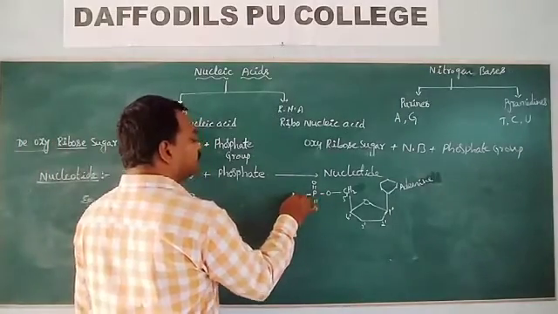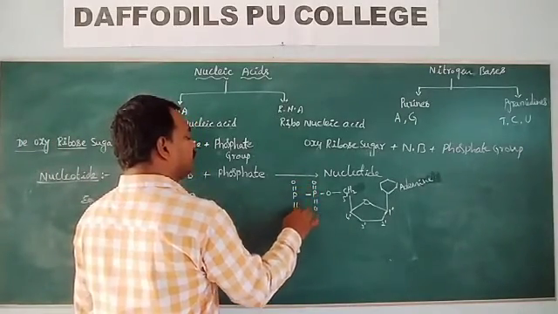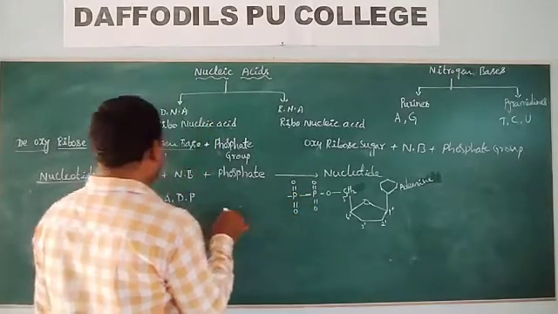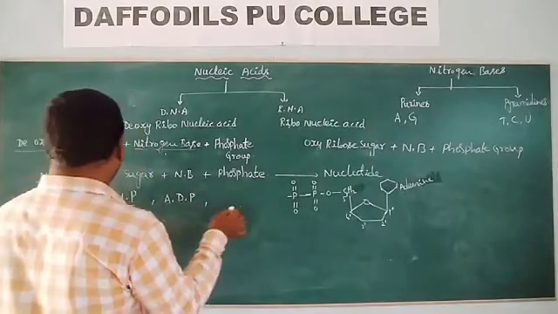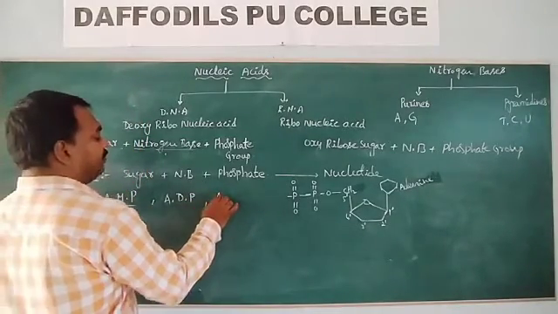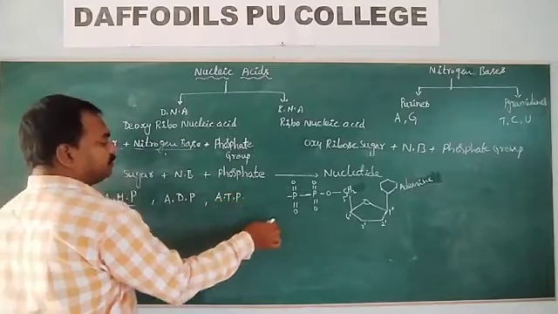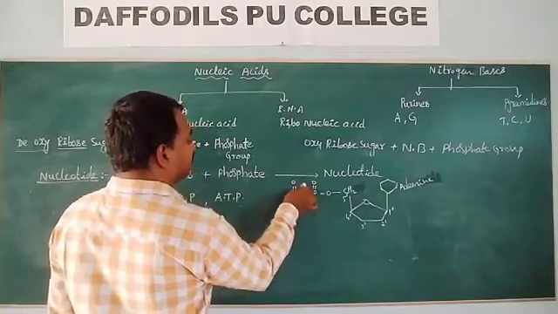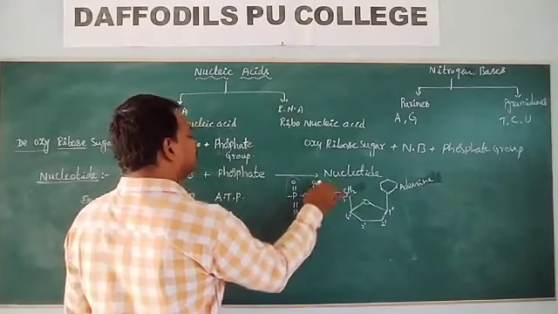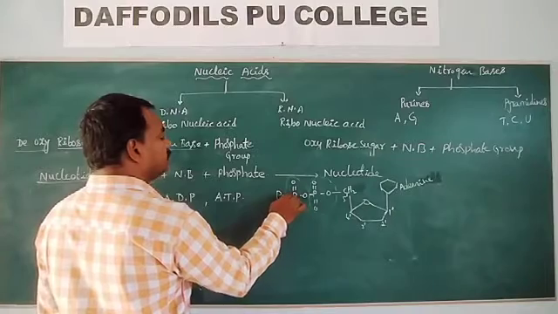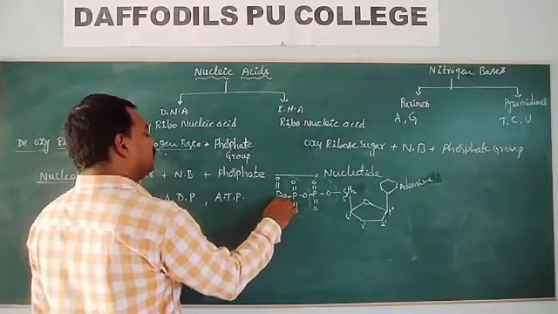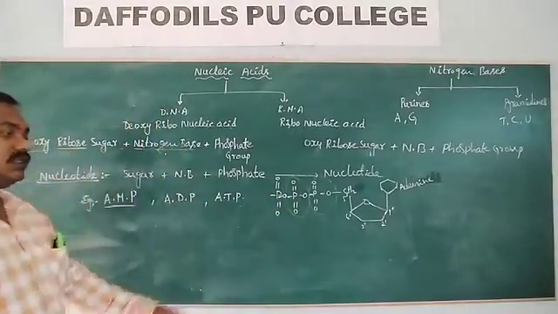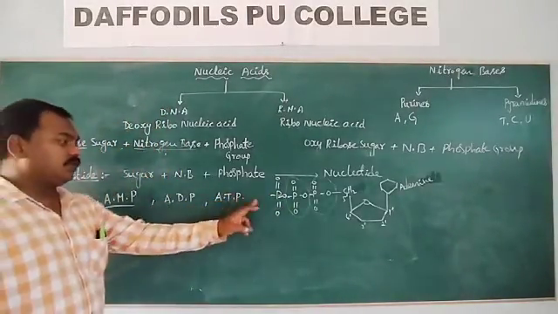Means how many phosphate groups are attached? Two phosphate groups are attached. This is adenosine diphosphate. Next, another nucleotide is adenosine triphosphate. Adenosine triphosphate means another phosphate group is there. This is 1 phosphate, this is 2, and if another phosphate group is present, then it is known as adenosine triphosphate. Three phosphate groups are there.